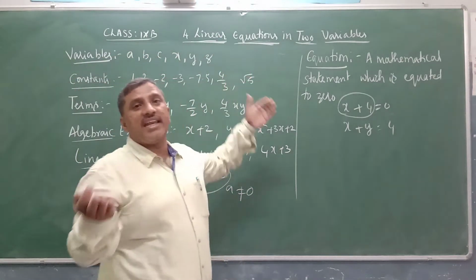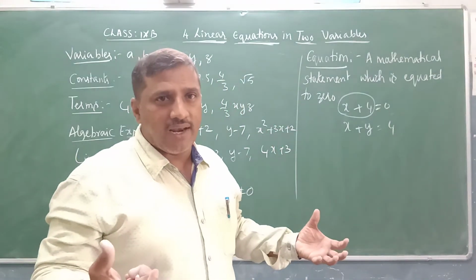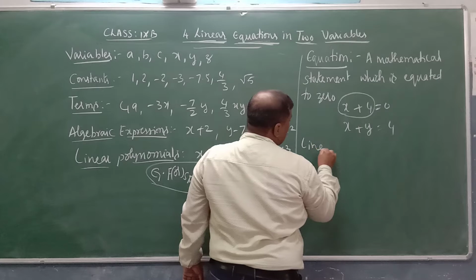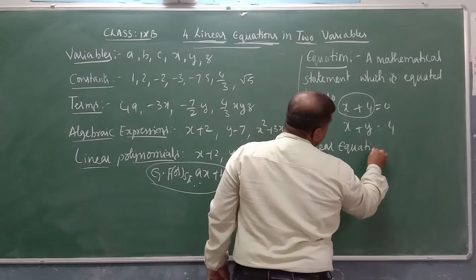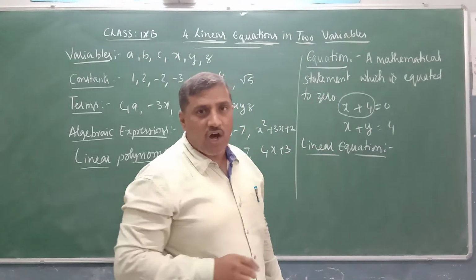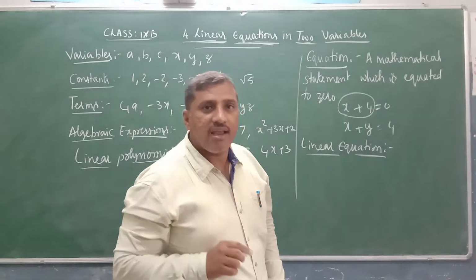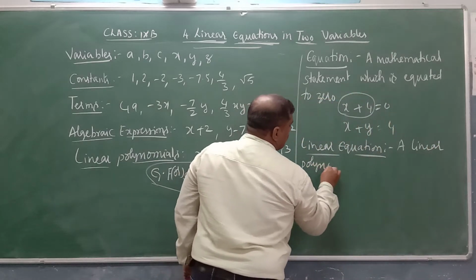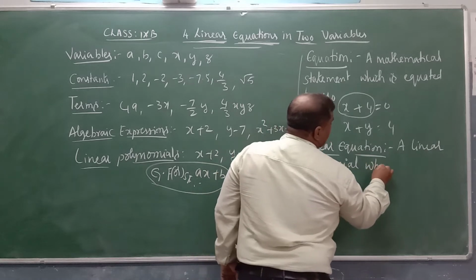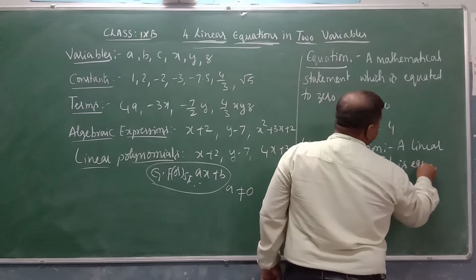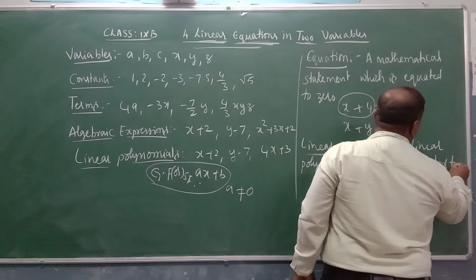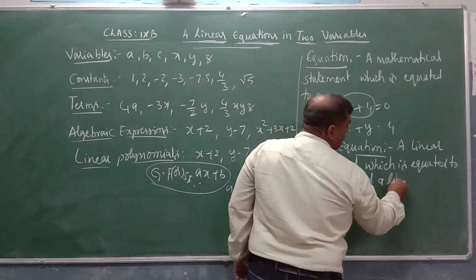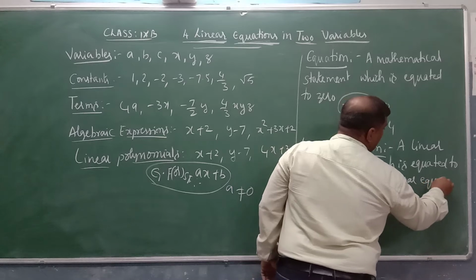Now, what are linear equations? A linear polynomial which is equated to 0 is called a linear equation.